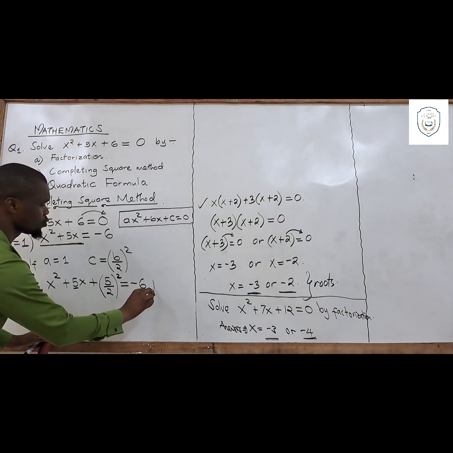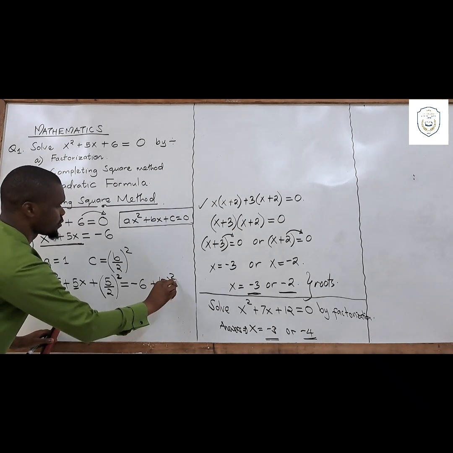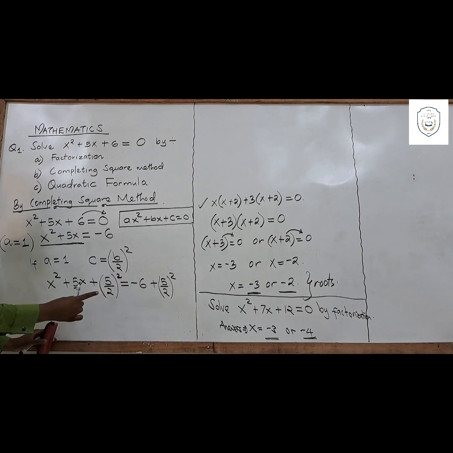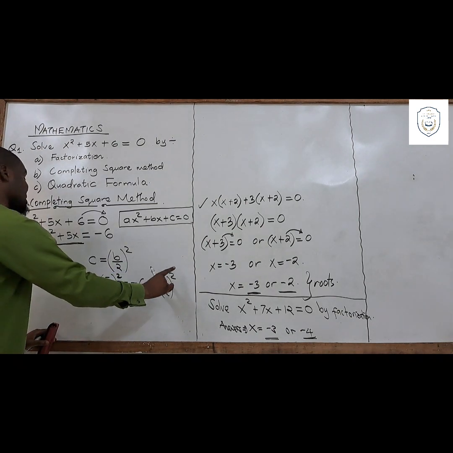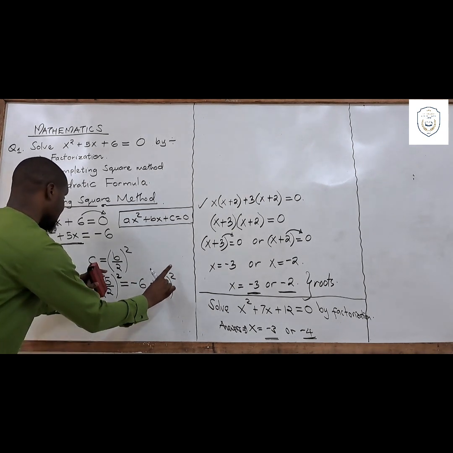And therefore, what would we do? We would say it is 5 over 2 all squared. Why are we doing that? We have added this on this side that wasn't there. So to cancel it out, we add it on the other side. The same thing that we had on this side, we had on the other side to cancel off.